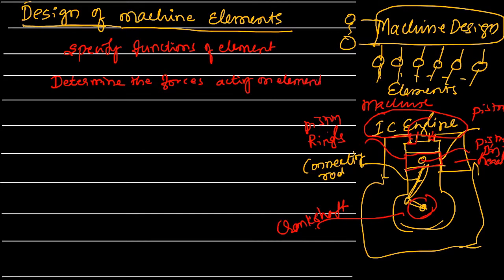Determine the forces acting on the element. Okay. Next, once you have the functions of the element and the forces acting on the element, you need to select the material suitable for that element. Third one is select suitable material for the element.